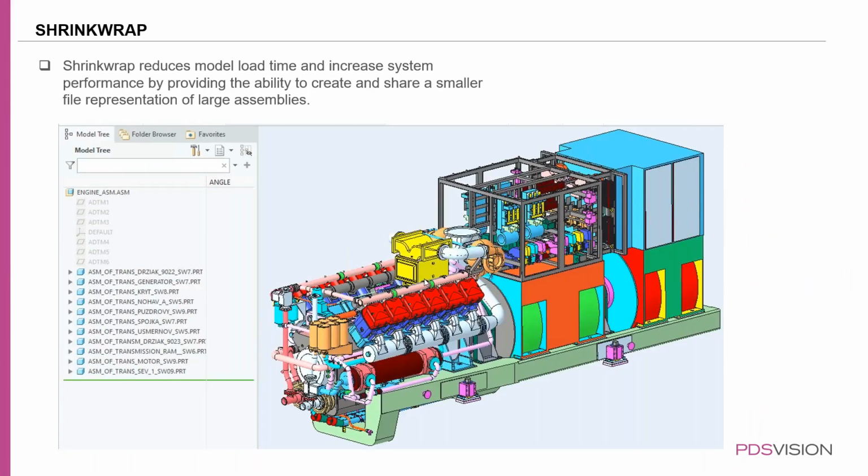All right. Then we also talk about shrink wrap. Shrink wrap reduces model load time and increases system performance by providing the ability to create and share a smaller file representation of a large assembly.